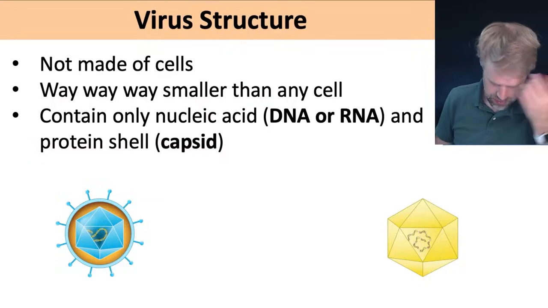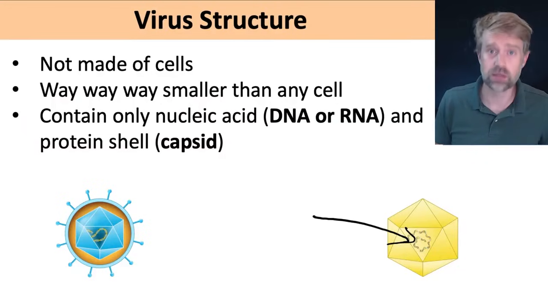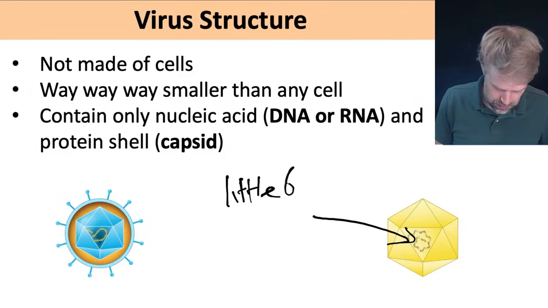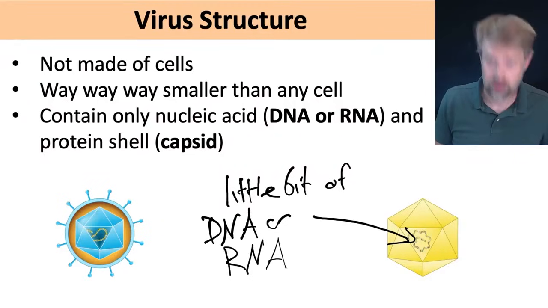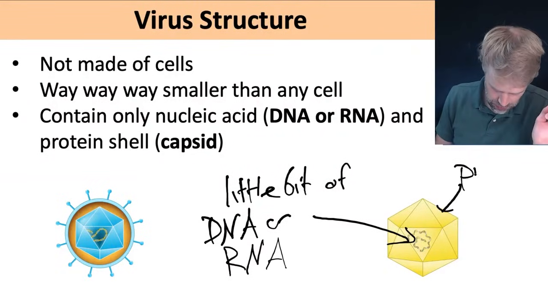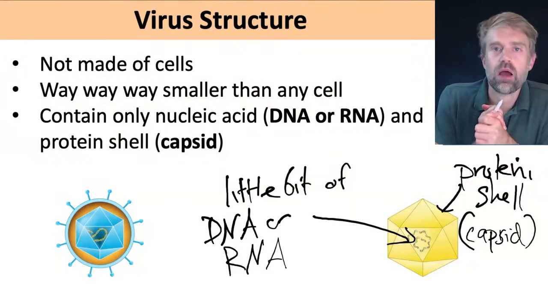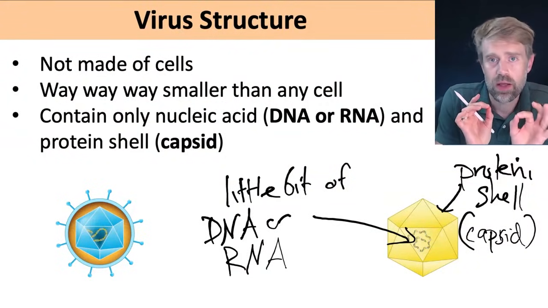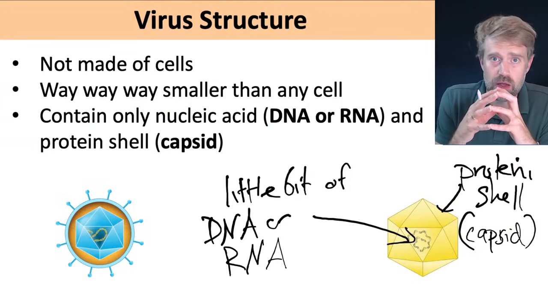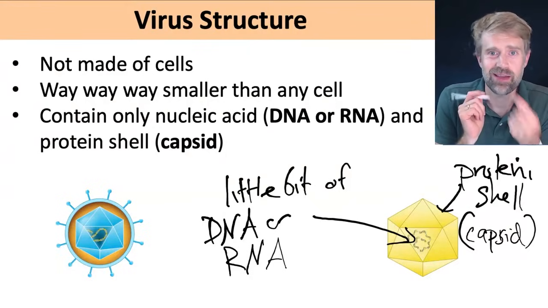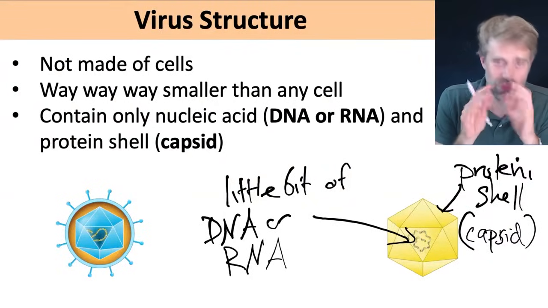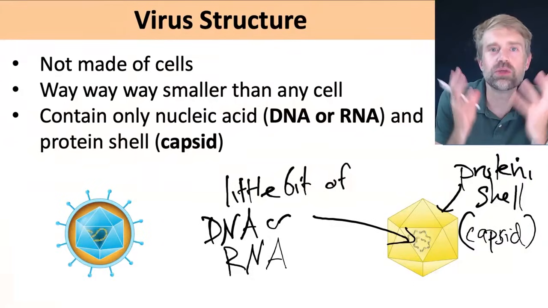Here's all you get. Here are two pictures of a virus. You have in a virus a little bit of DNA or RNA, and then you have a protein shell. It's called the capsid. That's all a virus is. It's a little bit of DNA or RNA surrounded by a protein shell. It's like a candy almost. Imagine you have a chewy center of DNA surrounded by a hard protein shell. That is all you get in a virus.